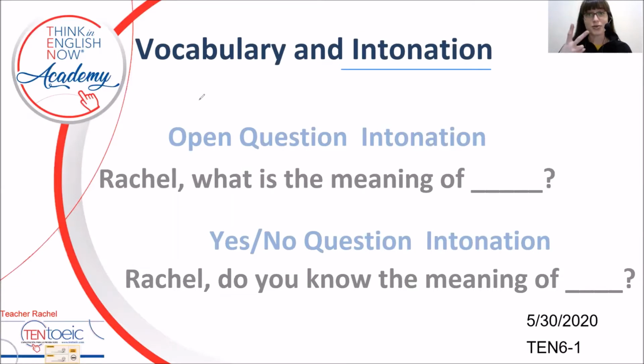So we have two new questions this time. So first, our open-ended question. This means there can be many different answers to the question. And this starts with words like what, WH words, why, when, where, and how. And the same as before, this question goes down at the end. But this time, our vocabulary word will be at the end.